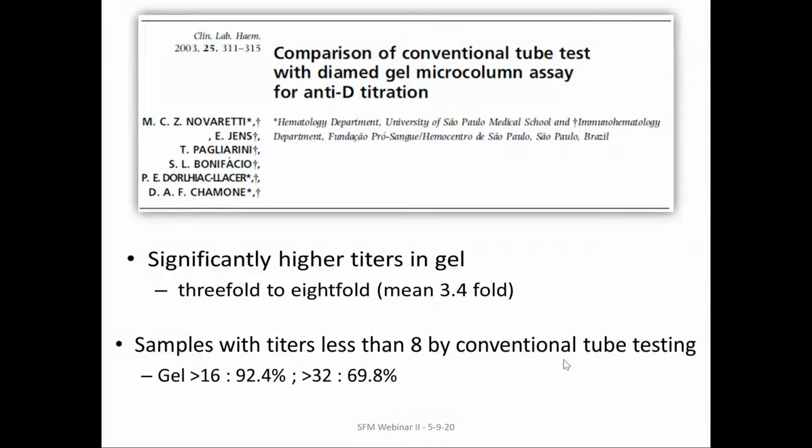And in the same study, when they looked at samples with titers that were less than 8 by the tube testing method, and they repeated the same with the gel method, 92% said the gel titer was above 16, and 70% said the titer was above 32.